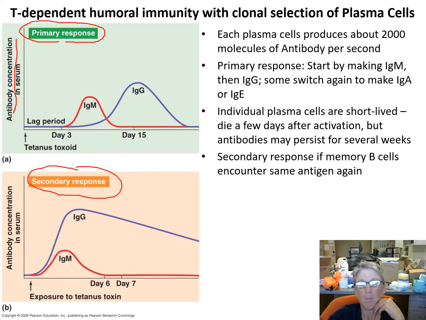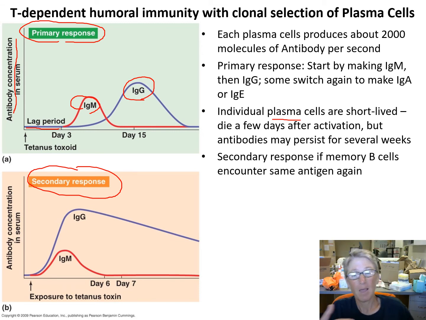In the primary response, you have this lag period because it takes a little while, up to 3 days, to start making antibodies, but you start making IgM first, then you make IgG, and then some cells will make IgA or IgE. These individual plasma cells that are making the antibodies for you are short-lived, but the antibodies can stay around for several weeks. You can get a secondary response to a pathogen if the memory B cells encounter the same antigen again.